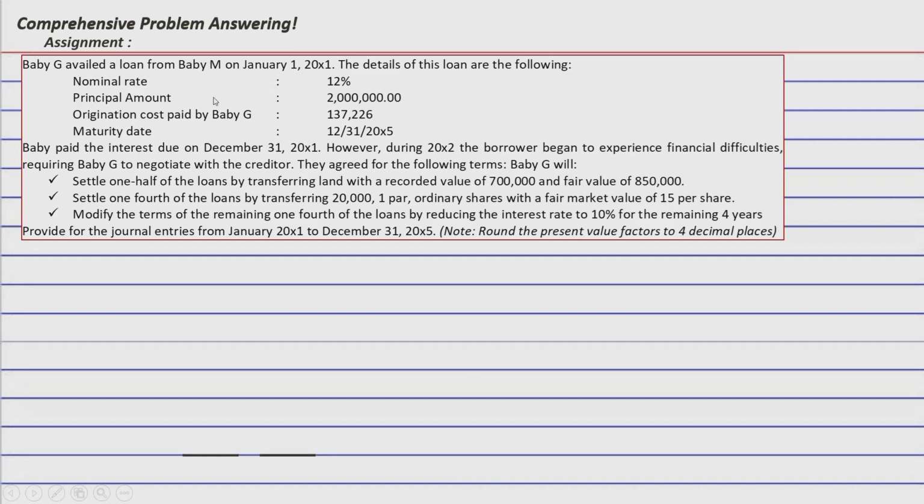However, even if this is the case, Baby G is still to pay two types of liabilities. The principal at the end of the maturity term, which is at the end of year 20X5, that's the first liability, and the second type of payable pertains to the interest of 12% or 240,000 every year until the end of 20X5. Now, here's the twist.